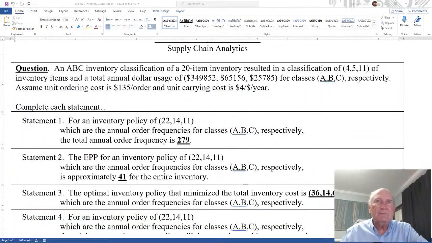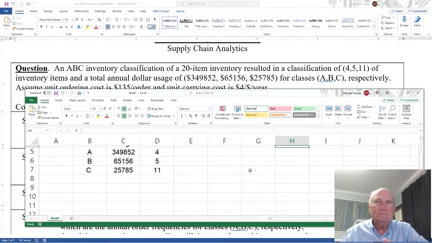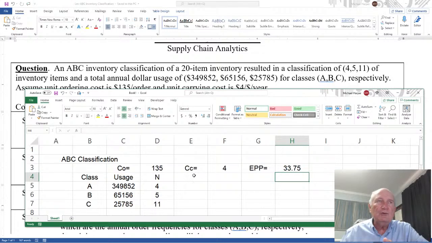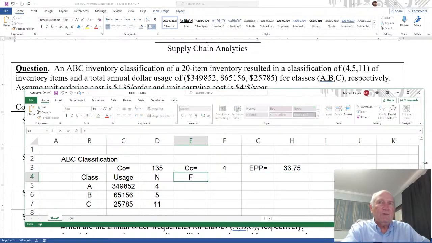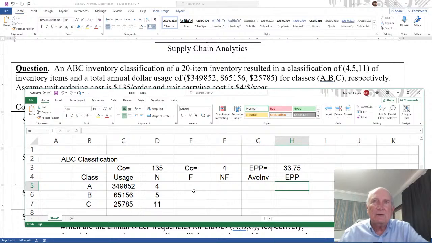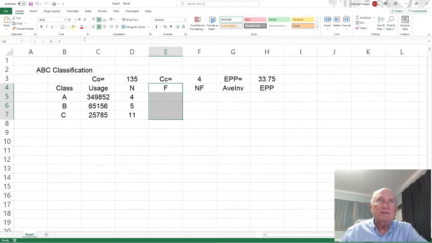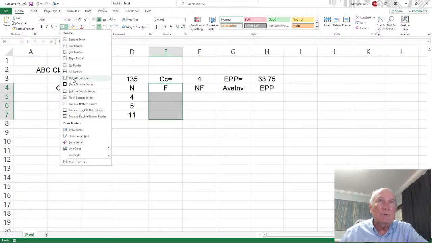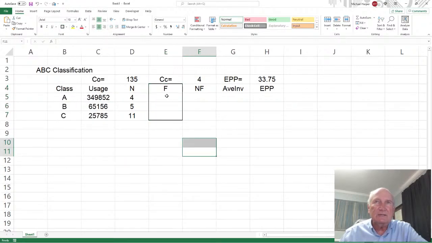Okay, so let's look at these statements. So there we have it. We have the setup. Okay. And then right here, we're going to have a frequency. Then we're going to have NF, the number and the frequency, and then the average inventory. Okay. And then we can have the EPP over here. So we're going to be building this in just a second once we have a policy for the frequency. And let me just box that in. Until we have a frequency, which is our policy, we will not be doing anything until we get this policy.